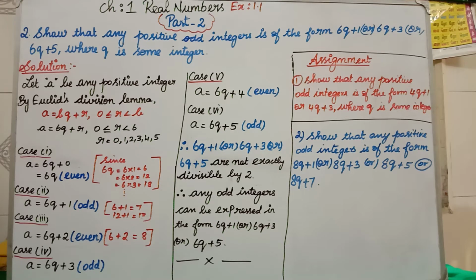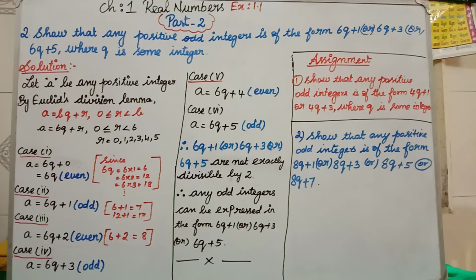Isn't it? We have learned that in the first subdivision. Now in the same exercise itself we are going to see the second problem. What is the second problem? Show that any positive odd integer is of the form 6q plus 1, or 6q plus 3, or 6q plus 5, where q is some integer. In this question they are asking us to show that 6q plus 1, 6q plus 3 or 6q plus 5 are odd positive integers.